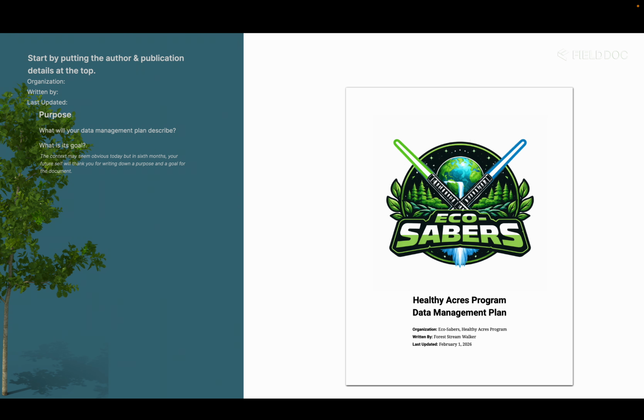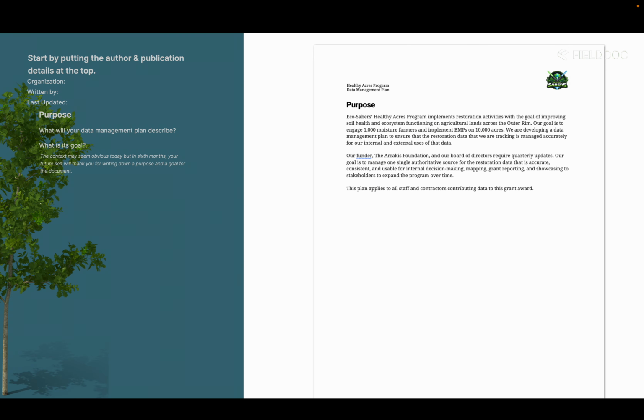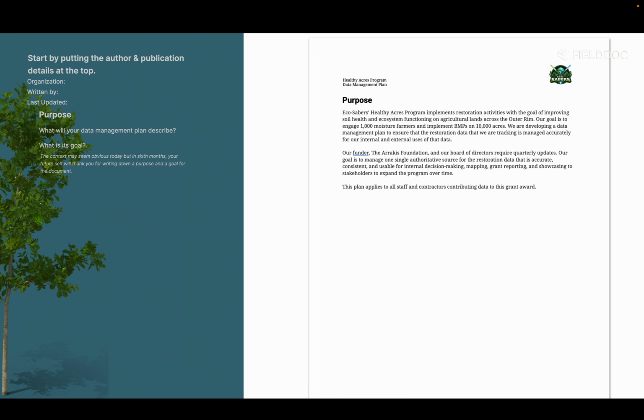So here's my main page for my organization, EcoSabers. I have created an entirely fictitious program that has a new data management plan. This is how much I like writing data management plans. So I have my organization author and the last updated date on the title page. And then I've put a little bit of effort into the purpose. And in the purpose, I've both identified what the program does and what its goals are and who the data that we will be collecting needs to be reported to.